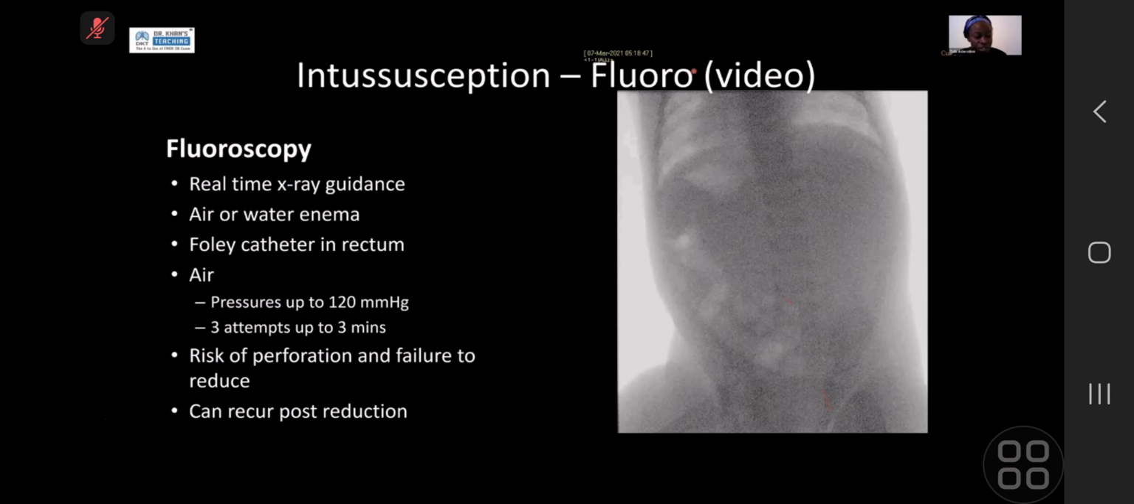And you've got to continuously screen as you're insufflating the bowel because there's a risk of perforation. The other risks are you can not reduce it, which we can see sometimes. Sometimes you can get it to the ileocecal valve and you can't get the air into the small bowel, but the surgeons will still appreciate that because you've pushed it round for them. And then there's also a risk, I think it's about 10% of them recur post-reduction.